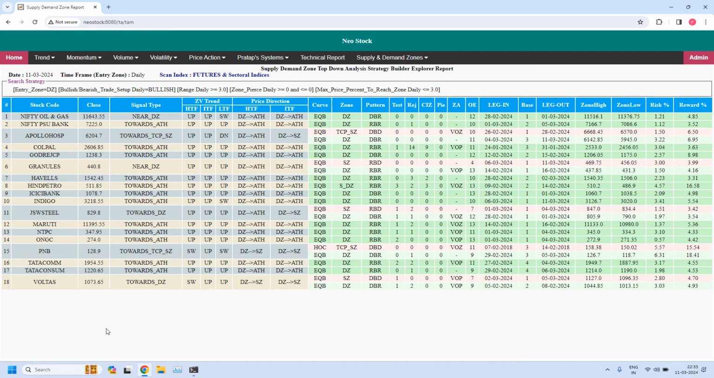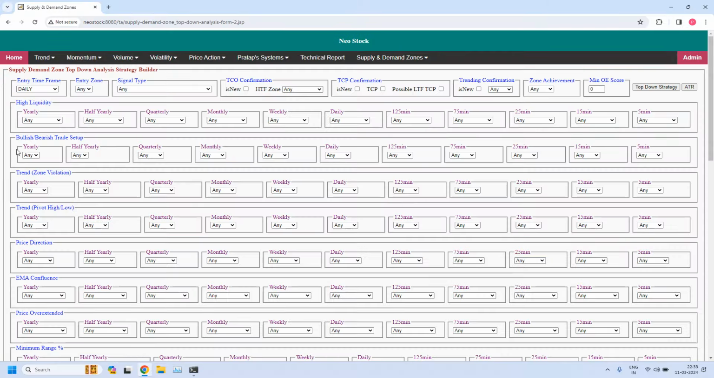So these are the 3 reports I have generated for bullish trade setup monthly income trade. Now I will generate for bearish trade setup monthly income trade. So monthly income trade, your entry time frame should be daily. That means the LTF zone is daily and your entry zone should be supply zone in bearish trade setup.